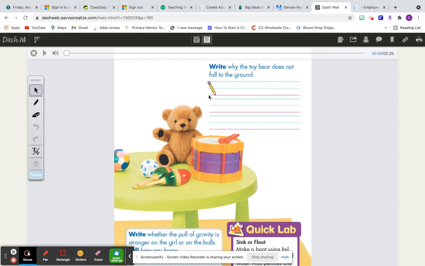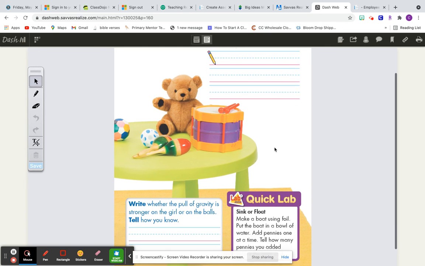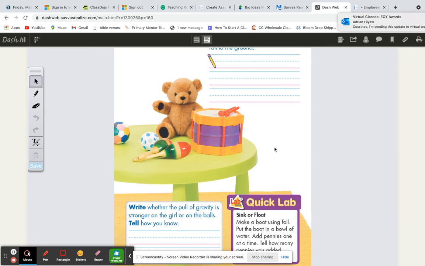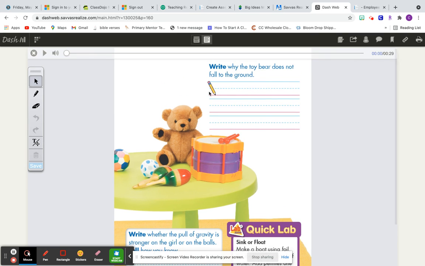All right, and then if we look at this, write why the toy bear does not fall to the ground. So you can pause to answer that. And the reason that the toy bear is not falling to the ground is because it's sitting on something flat. So it's pulled as low as it can pull. Now, if you pushed it off the table, it would fall to the ground.